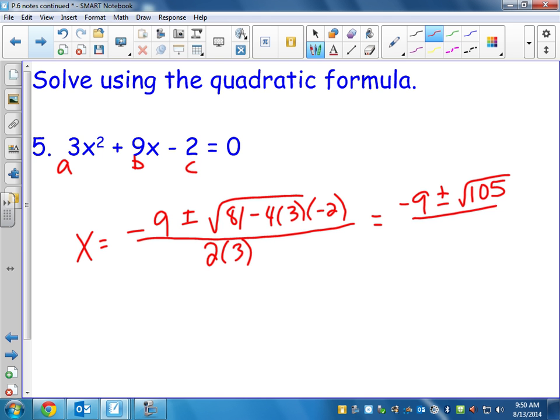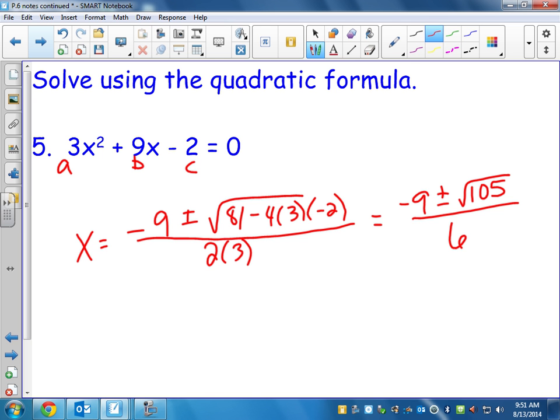Is that right? All over 6. Yeah. And then the big thing is, if you can simplify it, you need to simplify it. Start with the radical. If you can pull out a perfect square from this, then you need to. 105 is a big number, but it's not even, so there's going to be no even number that goes in there. 3 goes into there, but 9 doesn't. So I don't think there's any perfect squares that go into 105.